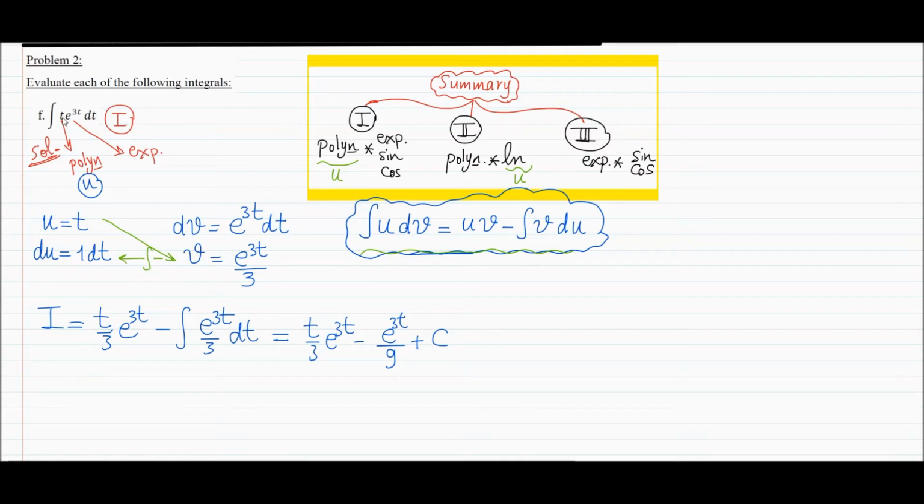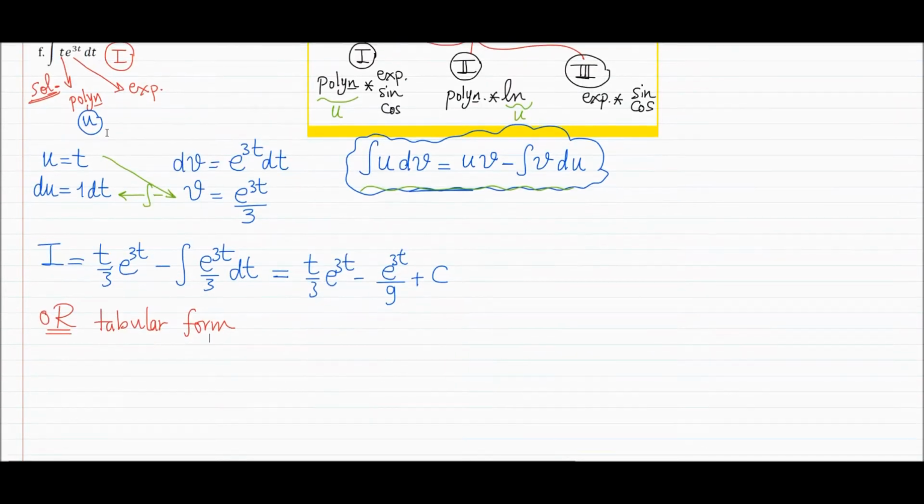Especially this group can be solved in a way which we can call the tabular form. The tabular form will be only applied for group number 1. So in order to make a table like this, select one function to be differentiated and another one to be integrated. So here you will choose for sure t to be differentiated. I have to differentiate t till I reach 0.